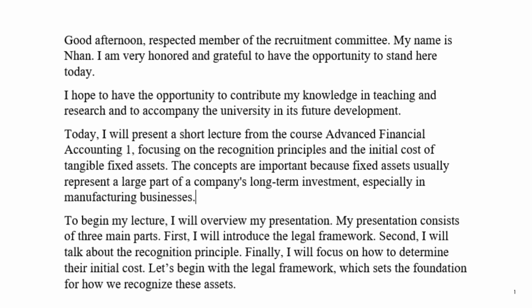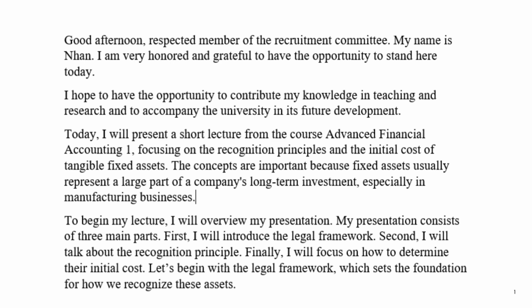I hope to have the opportunity to contribute my knowledge in teaching and research and to accompany the university in its future development. Today, I will present a short lecture from the course Advanced Financial Accounting 1, focusing on the recognition principles and the initial cost of tangible fixed assets.